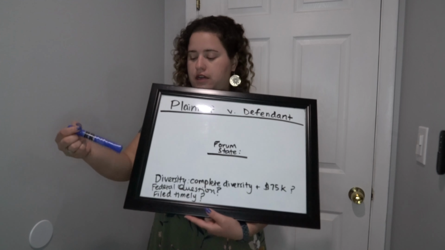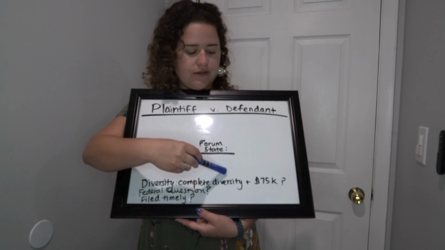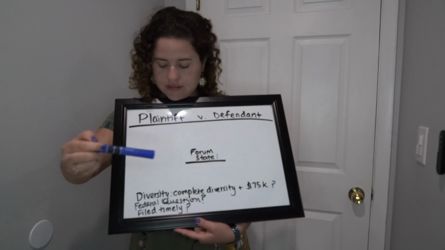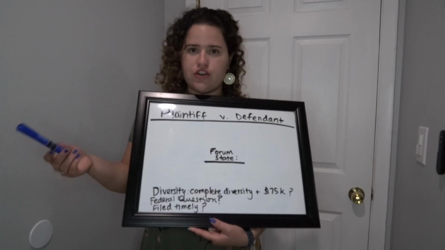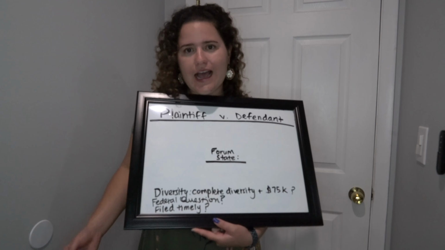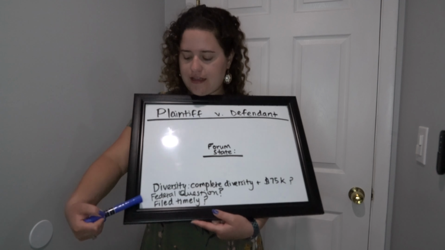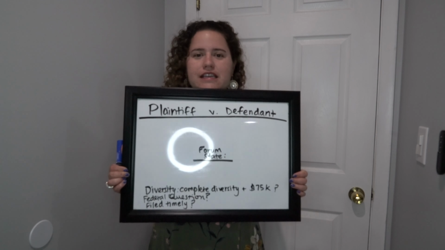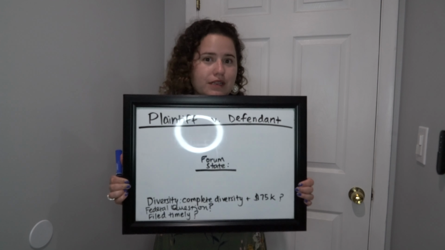Then in the analysis, we're going to analyze whether diversity jurisdiction applies, which is complete diversity plus the amount in controversy exceeds $75,000. Then whether federal question applies, cases that arise under the U.S. Constitution, treaties, federal laws. And then finally, I'm going to ask, was it filed timely? I'm not really going to give dates, but we're just going to get into the habit of analyzing it that way because questions can be sneaky, especially with the time, whether it was filed timely.